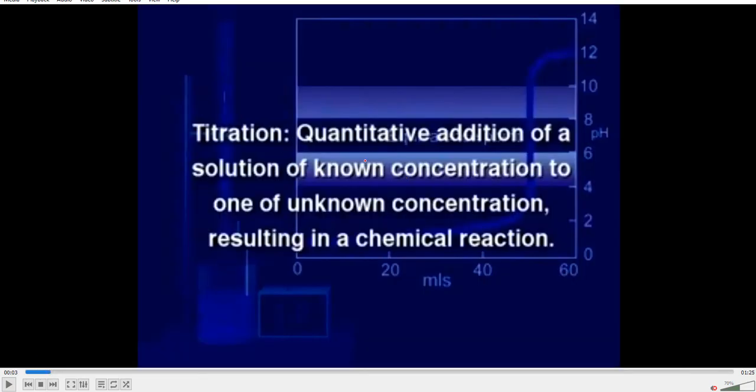So, titration is when we add a specific amount of mils of our base, so we call it quantitative because we measure the quantities, of a solution of known concentration, in this case a known concentration of base, to an unknown concentration of acid. So the purpose of the titration is to allow us to figure out the unknown concentration of whatever's in the beaker using the known concentration, whatever is in the burette, as a reference point.